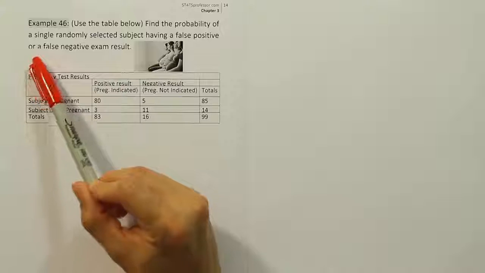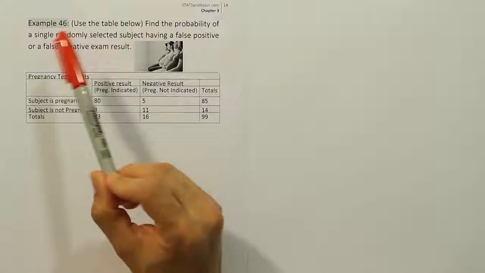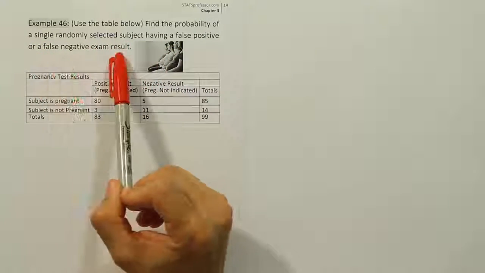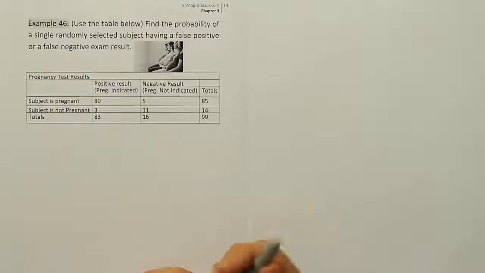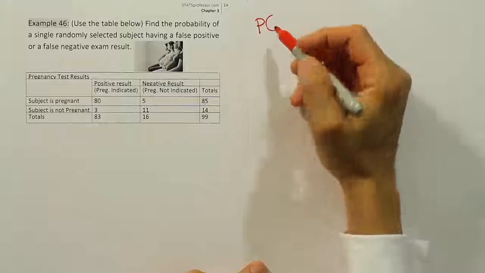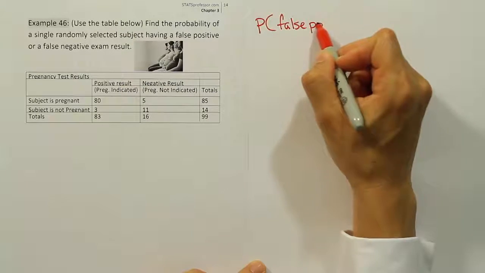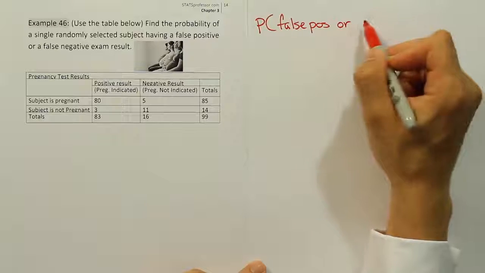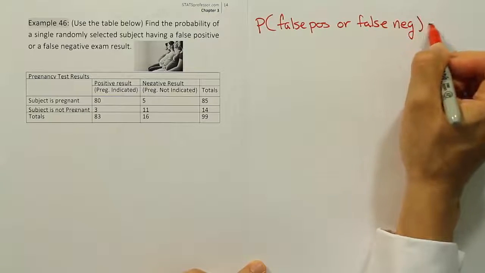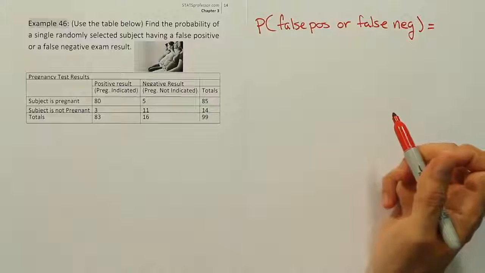And then we have the word or present. So it looks like it's addition rule of probability because it's the probability of a single randomly selected subject having this trait or this trait. So it's pretty clear it's addition rule. Now based on that, we're going to write a statement that includes the things they're asking about. So it's a probability of a false positive, right? Or a false negative. So that's what we're trying to find here. Probability of a false positive or false negative exam result.